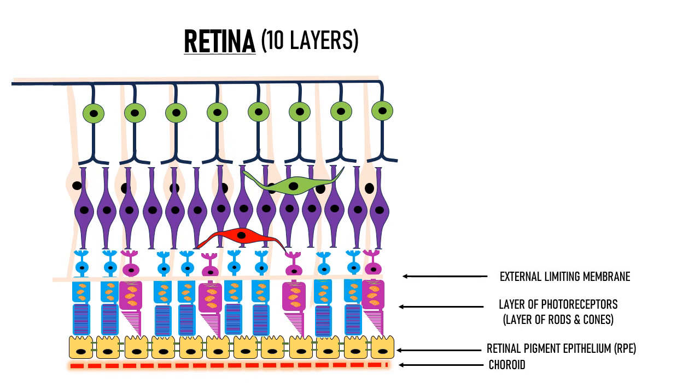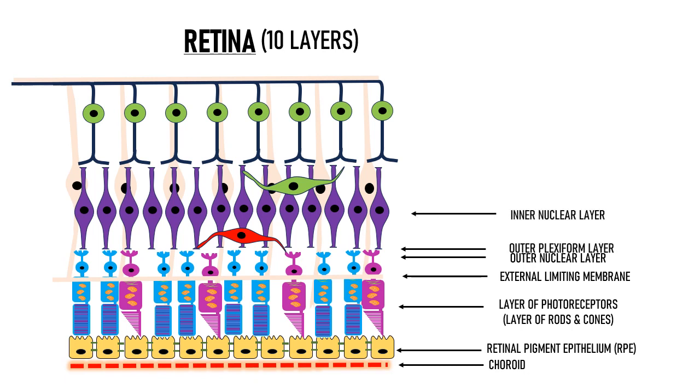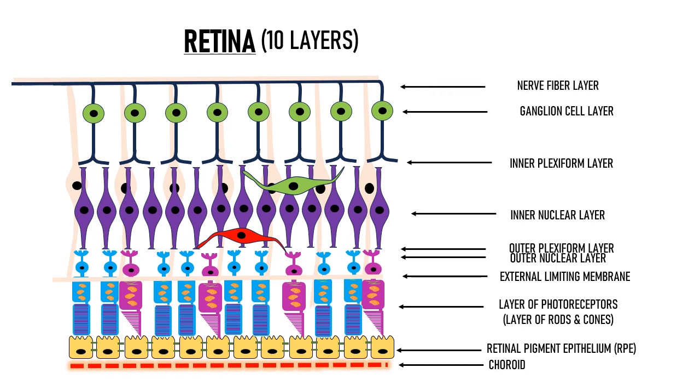Then comes the external limiting membrane. Internal to that is the outer nuclear layer, then outer plexiform layer, followed by the inner nuclear layer. After that comes the inner plexiform layer. Eighth layer of the retina is the ganglion cell layer. Then is the nerve fiber layer, and the innermost layer, which is in contact with the vitreous, that is the 10th layer of retina, is the internal limiting membrane. Let's discuss these layers in detail.